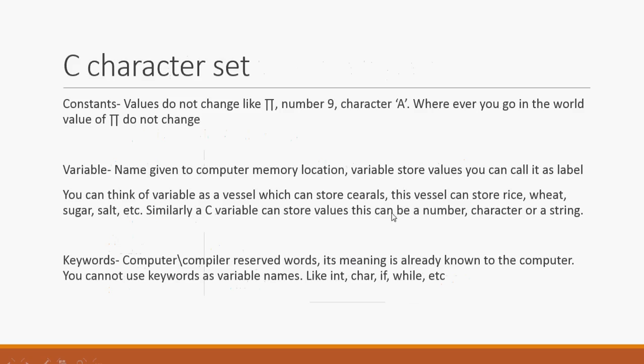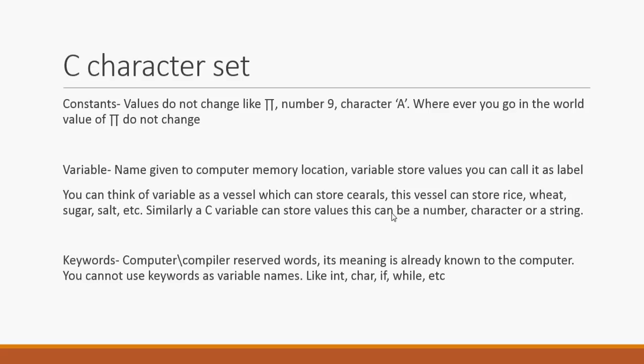Okay, now let's see what are C character sets. Constants, these are the values that do not change, like pi. Wherever you go in the world, value of pi will not change. It will remain 3.1416 or 22 divided by 7. Similarly, number 9 and character A. Wherever you go, number 9 will be known as number 9 only. It won't change.